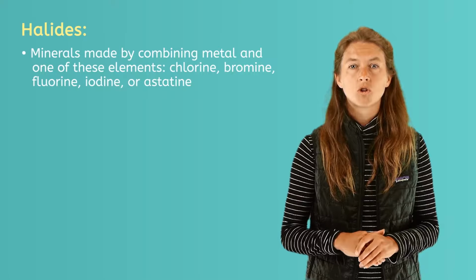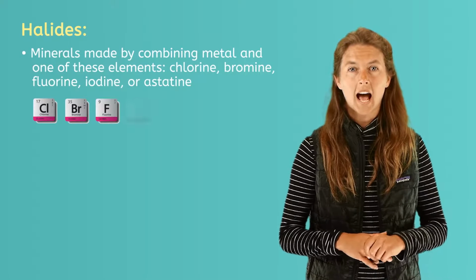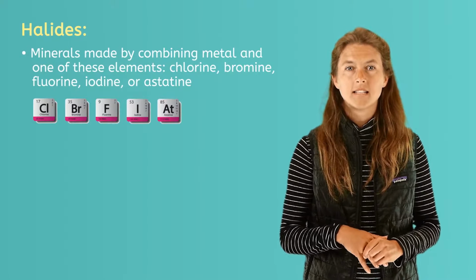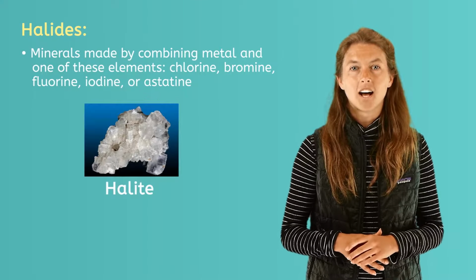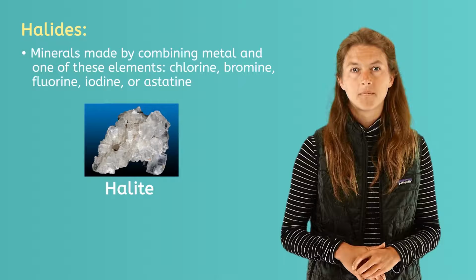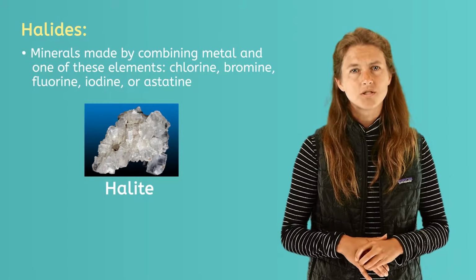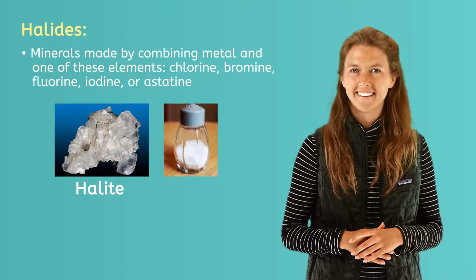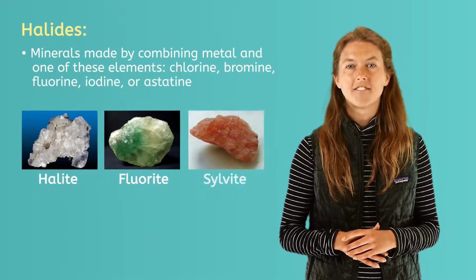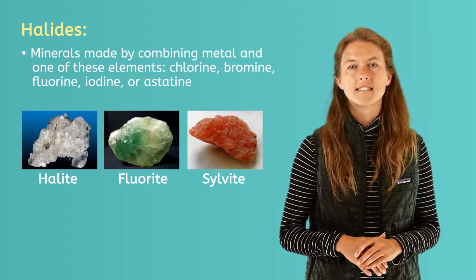Halides are made by combining metal and one of these elements: chlorine, bromine, fluorine, iodine, or astatine, some of which dissolve in water. Halite, a rock salt, is one example. Can you guess what halite is used to make? That's right, table salt. Fluorite and sylvite are other examples of halides.